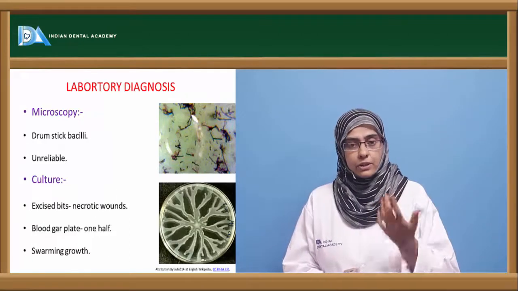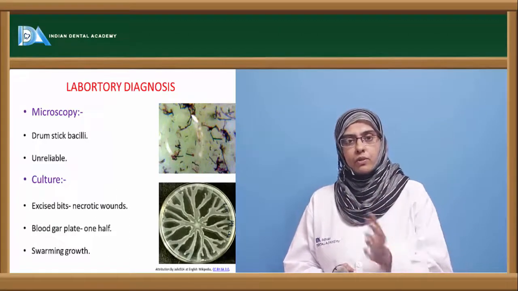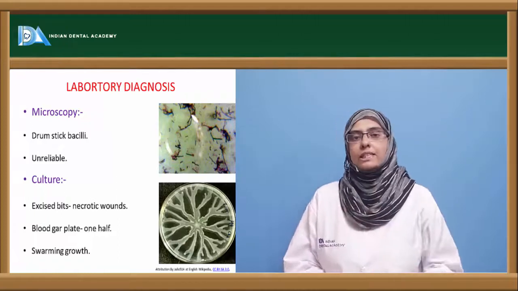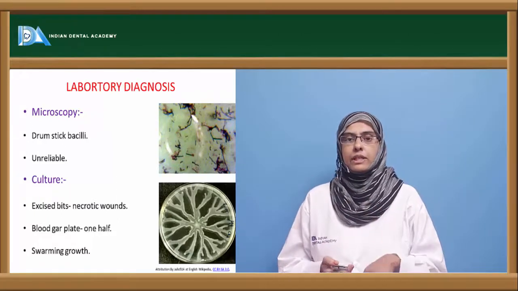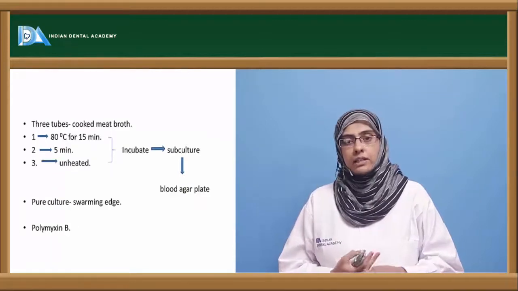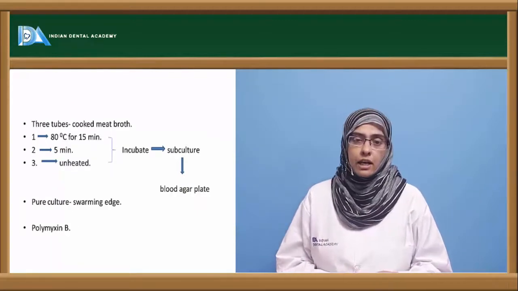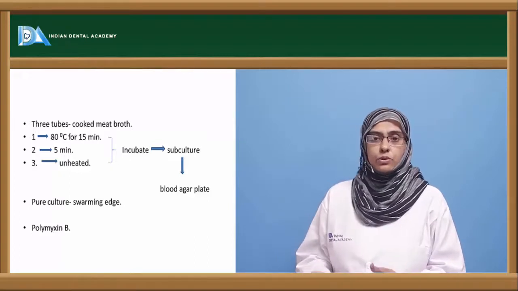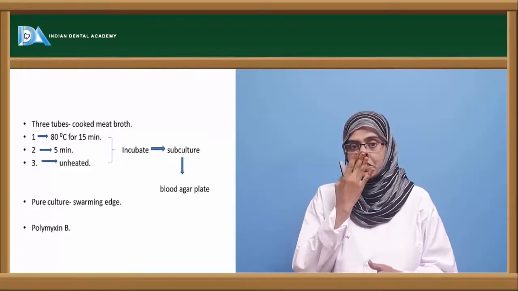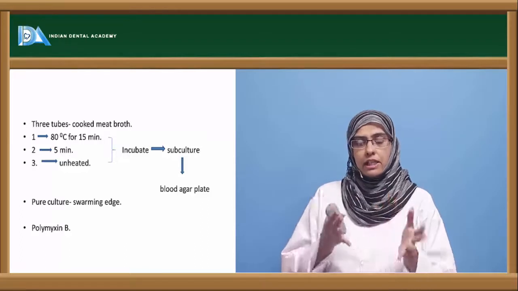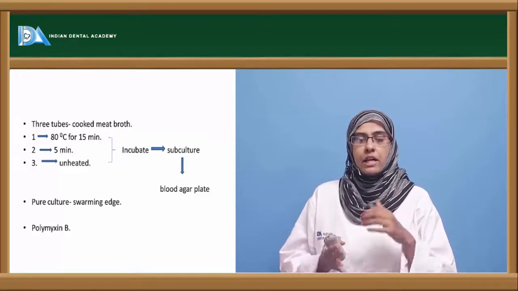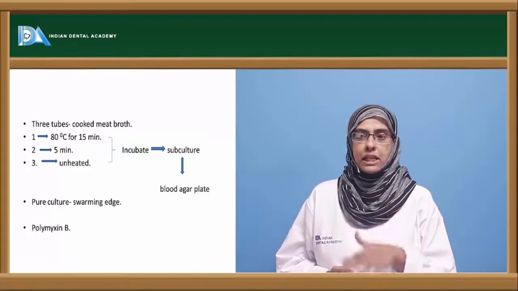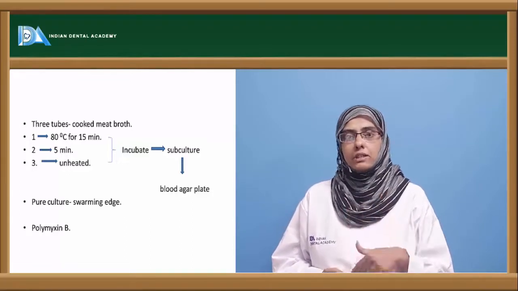In order to isolate the organism in pure culture, you have to go for the filamentous advancing stage, that is the swarming edges, where you can see the organism growing and isolated in pure culture. The next way is growth of the organism in anaerobic media, that is Robertson's cooked meat broth. 3 tubes are used here. Now let me tell you the reason for using 3 tubes. The 3 tubes are inoculated, and the first tube is exposed to 80 degrees centigrade for 15 minutes, the second for 5 minutes, and the third one is unheated.